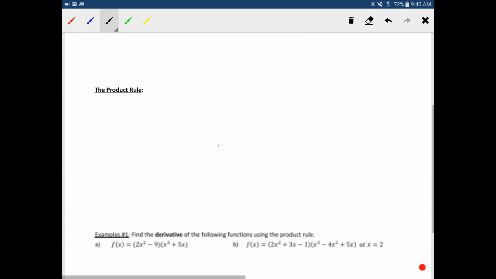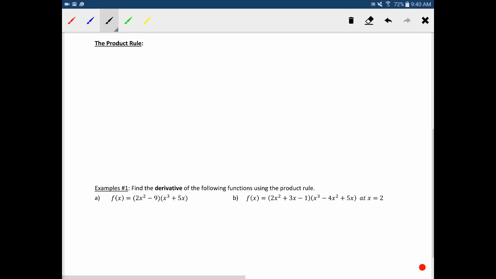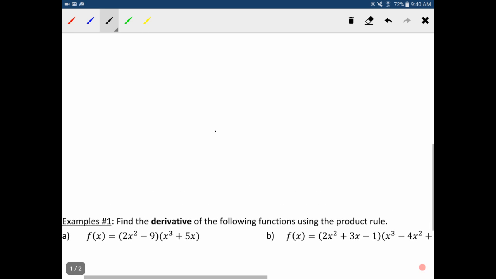All right, so we are going to look at the product rule. I misplaced my answer sheet. All right, there we go. So first of all, what the product rule is.